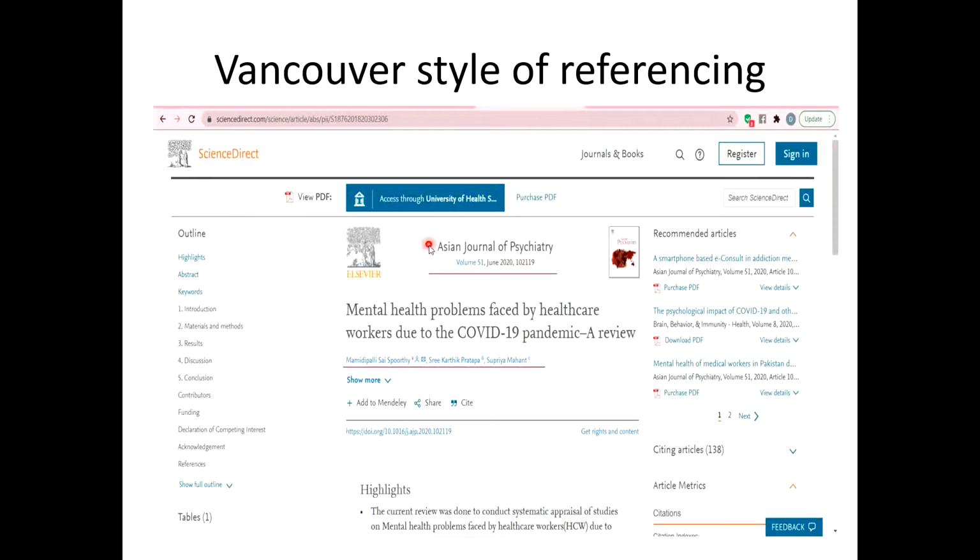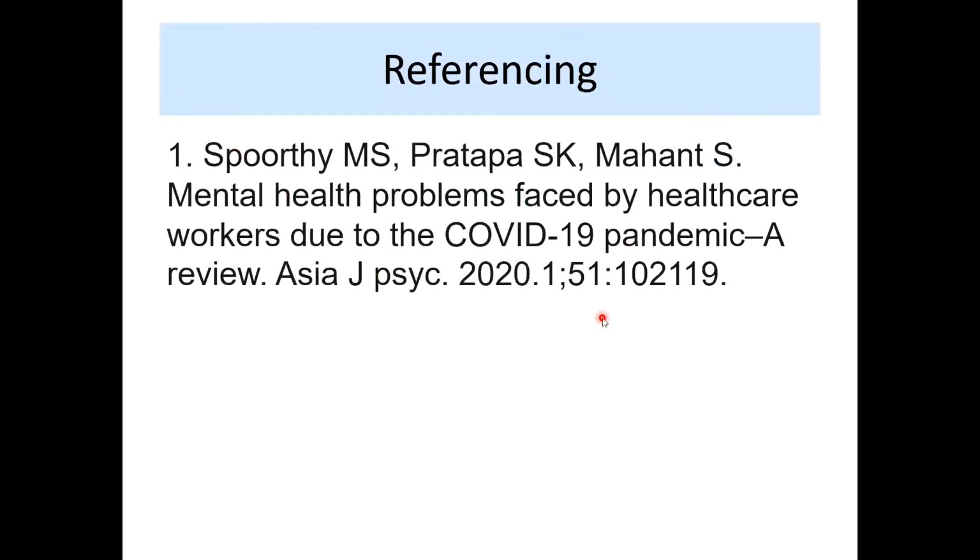The third component is now you have to write where it has been published. It is the Asian Journal of Psychiatry. You have to always write its abbreviation. And this will be Asia Psych. Then the abbreviation of the journal will be obtained from Google. After writing the name of the journal, you will put another full stop, year of publication, full stop, volume number, colon, issue number, semicolon, and then the page number.